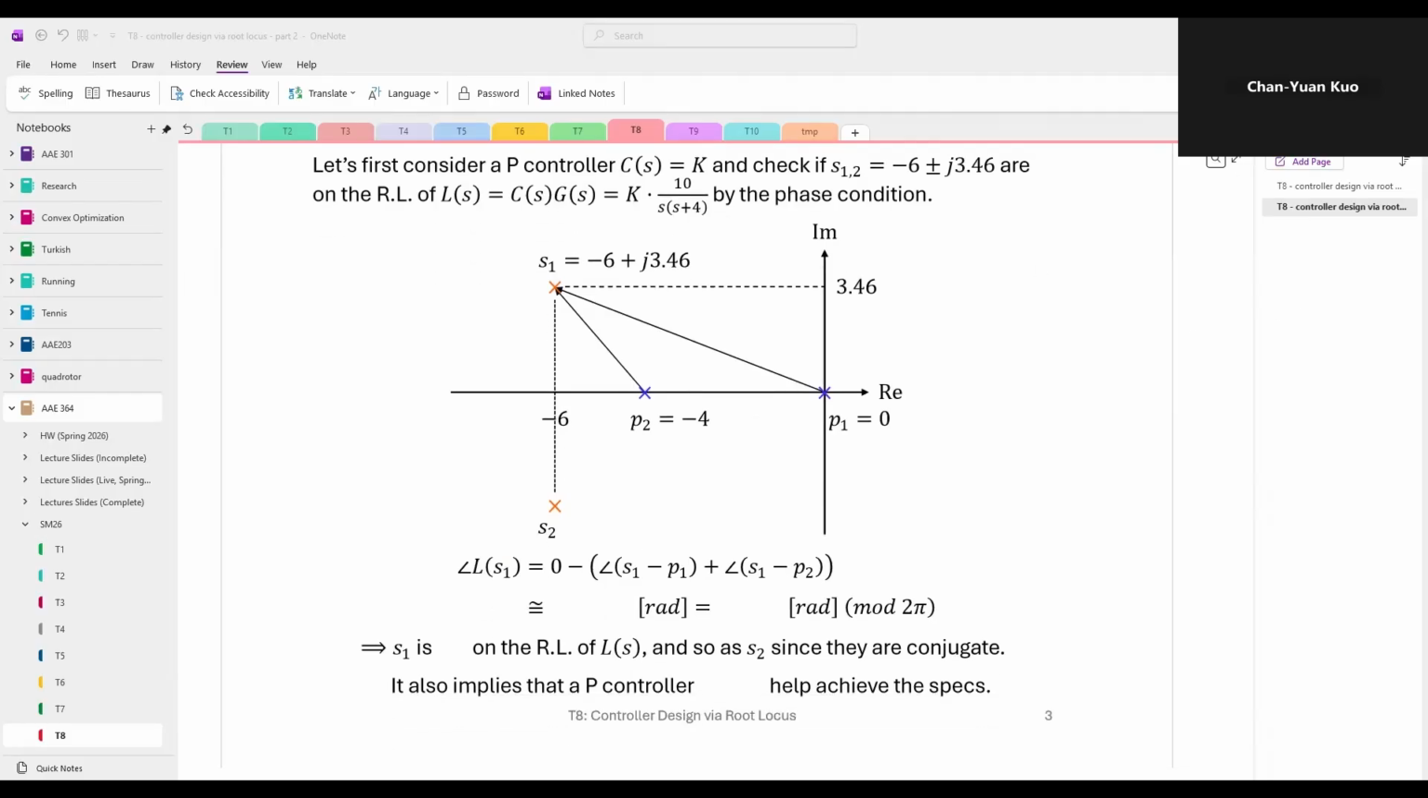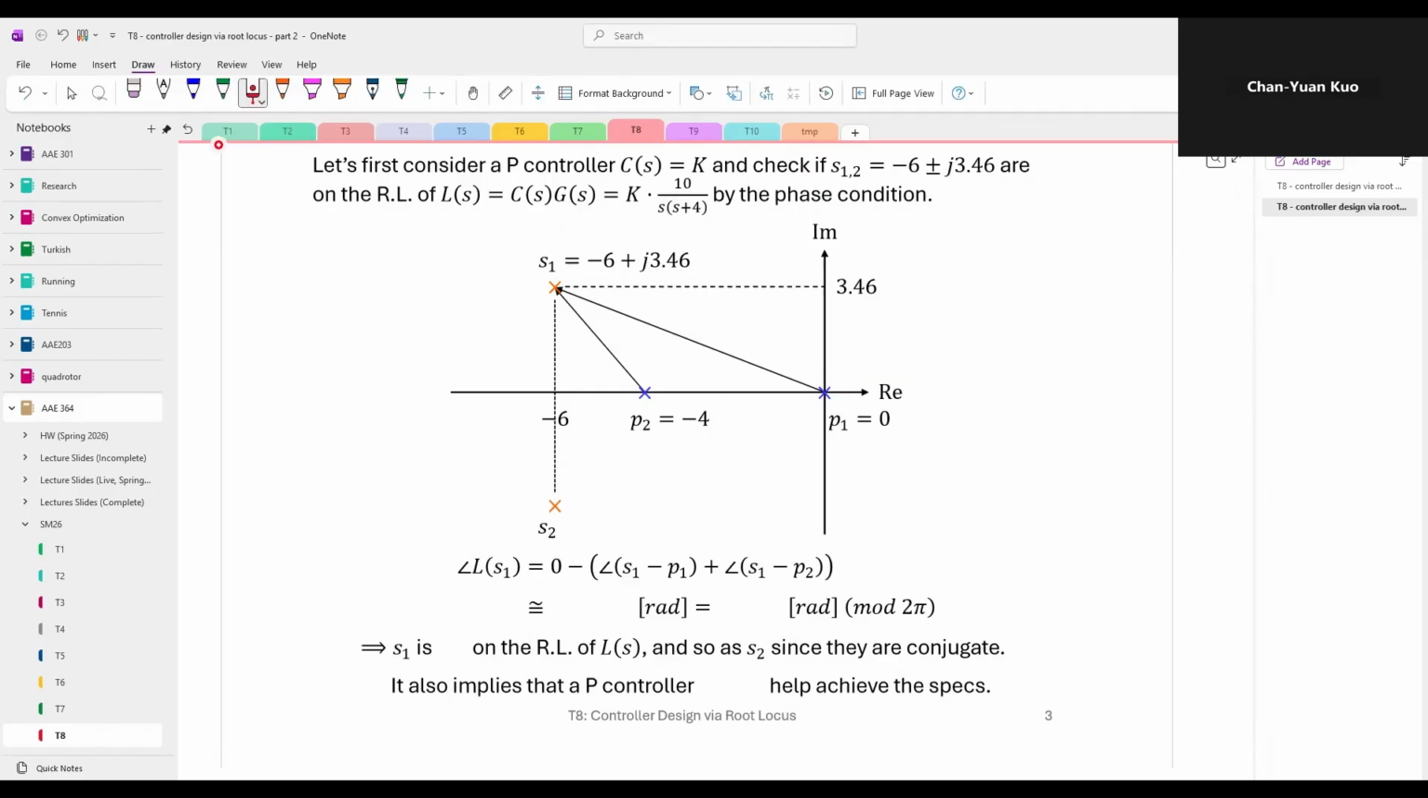But before that, let's first ask the simplest question. Can a P controller do the job? And to answer this question, let's apply the phase condition. Notice that with the P controller, the open loop transfer function has no zeros and two poles, one at the origin and one at -4.